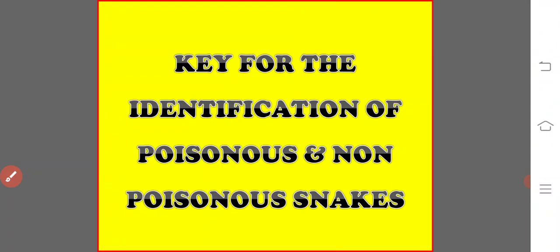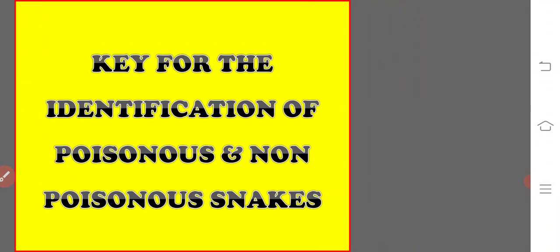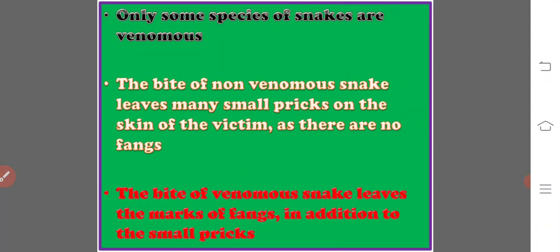Let us discuss the key factors for the identification of poisonous and non-poisonous snakes. Only some species of snakes are venomous or poisonous. The bite of a non-venomous snake leaves many small pricks on the skin of the victim as there are no fangs at all. The bite of a venomous snake leaves the marks of fangs in addition to the small pricks.